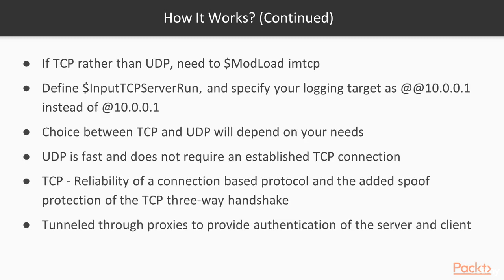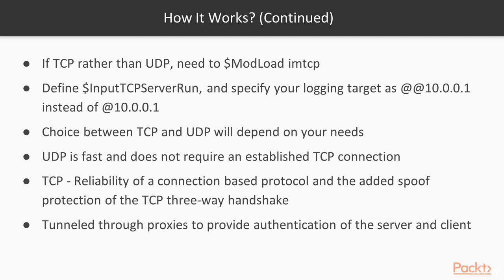If you want to use TCP rather than UDP, you simply need to ModLoad imtcp instead and define InputTCPServerRun, and then specify your logging target as @@10.0.0.1 instead of @10.0.0.1. The choice between TCP and UDP will depend on your needs. UDP is fast and does not require an established TCP connection, which could potentially be a limited resource on your system. More devices also very well support it, since it tends to be the default choice.